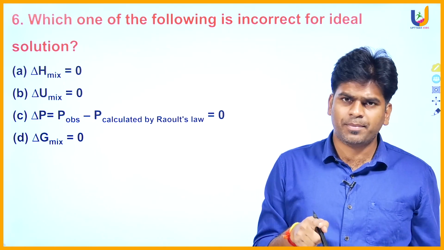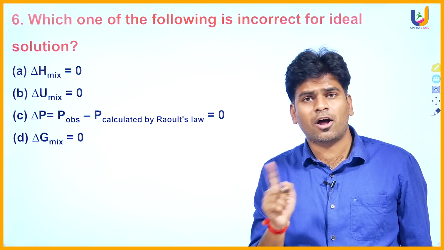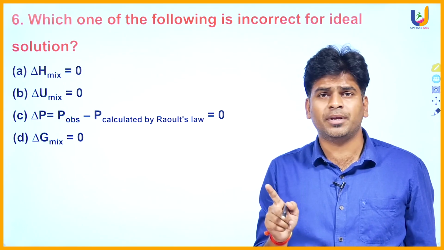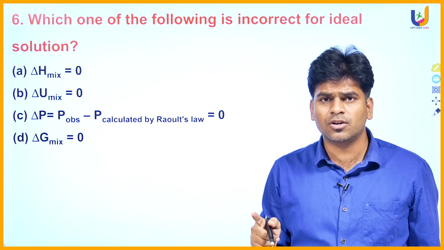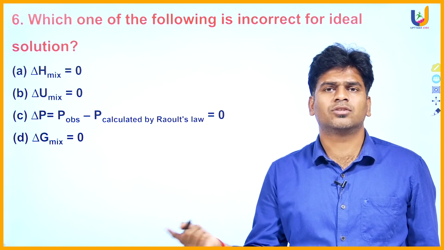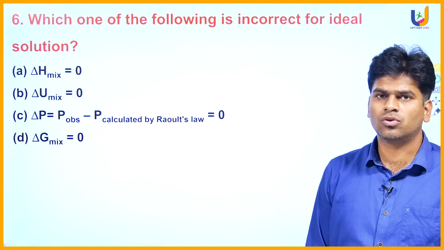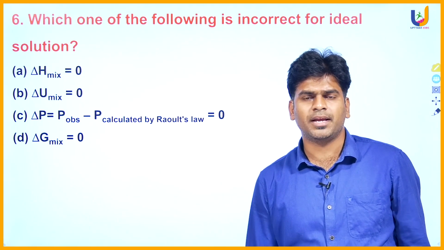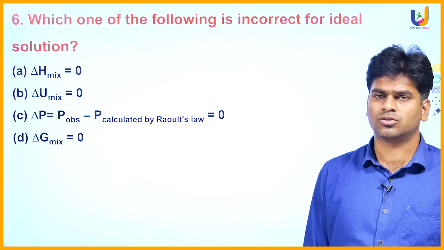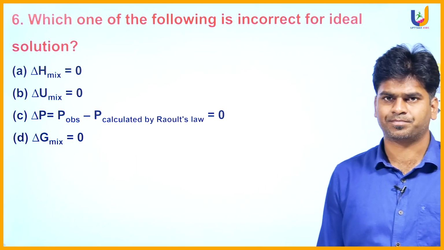So delta H may be 0, but entropy may not be 0. If entropy is not 0, overall delta G is also not equal to 0, but they have mentioned it is equal to 0. So delta G will never be equal to 0 in an ideal solution. So option D is correct.